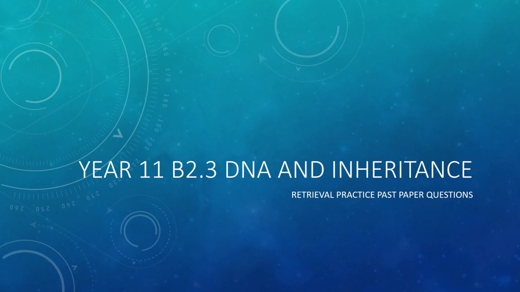Following on from the last unit that you've finished, B2.3 DNA and inheritance, I've also put together some retrieval practice past paper questions so that you can cement your understanding of the last unit. There will be new booklets being sent out to you, the B2.4, which is all about evolution and inheritance, and those will be coming out to you hopefully by the end of this week. So this is for your lesson for this week.